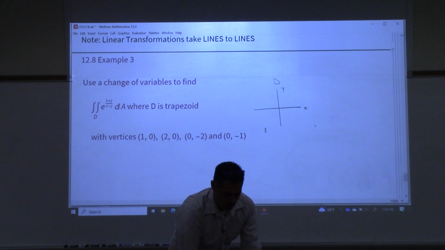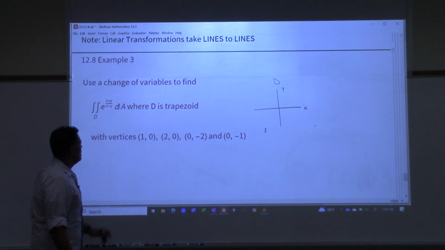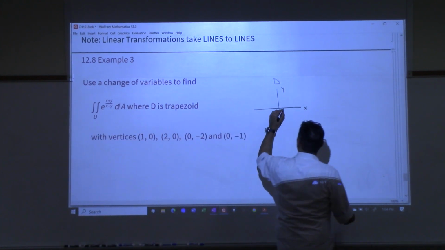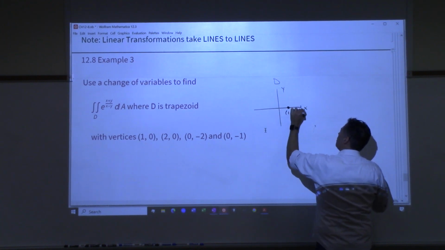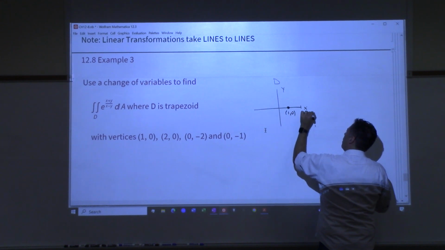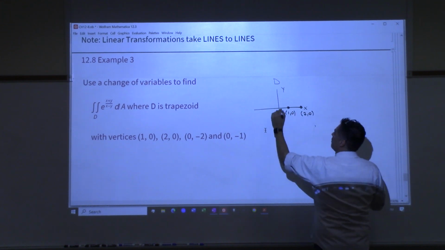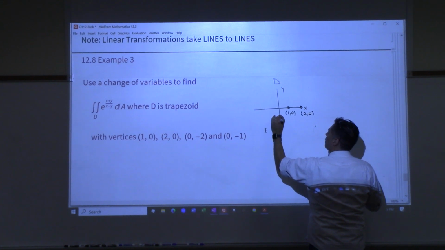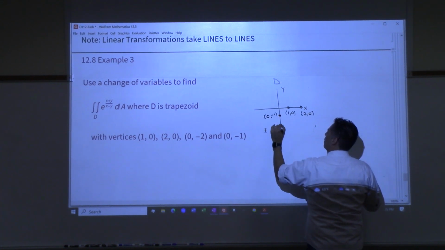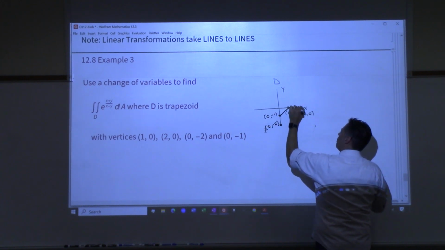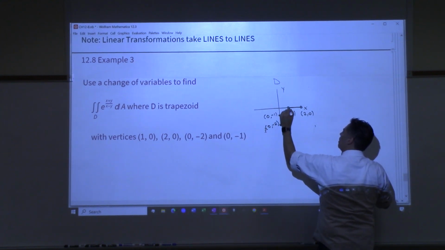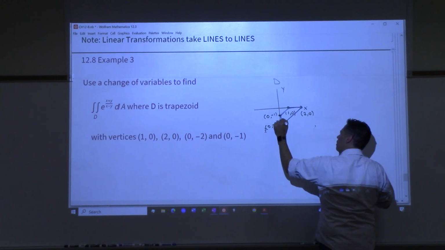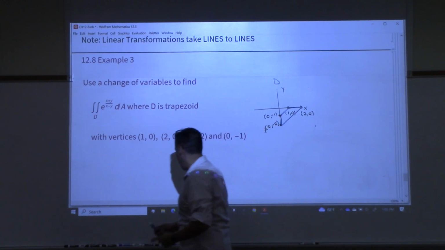Okay, so let me plot these points. 1, 0 here, and then 2, 0 here. And then I have 0, -2, and 0, -1. And so I've got this trapezoidal region here. All right, so we're trying to do that.